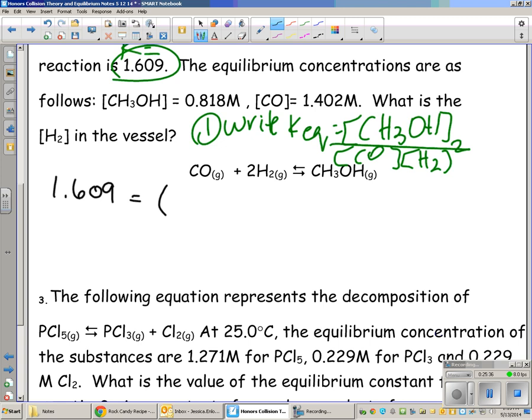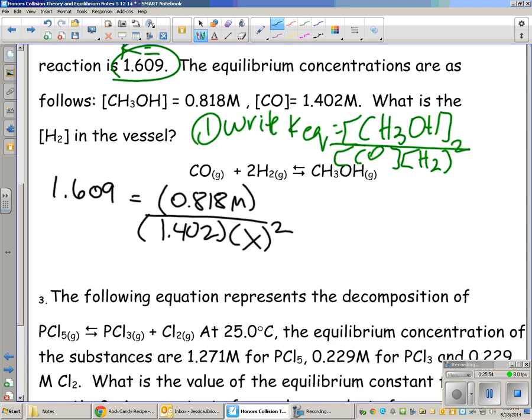Concentration of methanol was 0.818. Concentration of carbon monoxide is 1.402. I don't know X because that's what I'm solving for. That's my H2 concentration squared. Gotta solve for X. Okay, but I have to pull x squared to the bottom eventually, right? Can I just go ahead and pull x squared to the bottom now? Let's go ahead and do that now. I have to multiply both sides by x squared, yes.